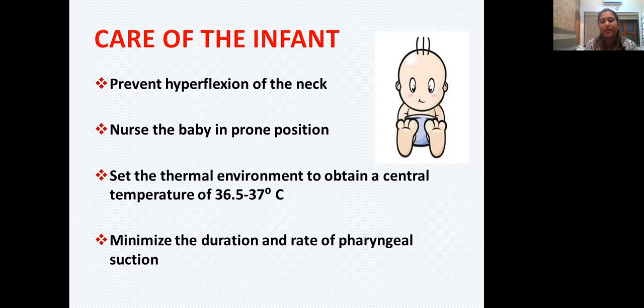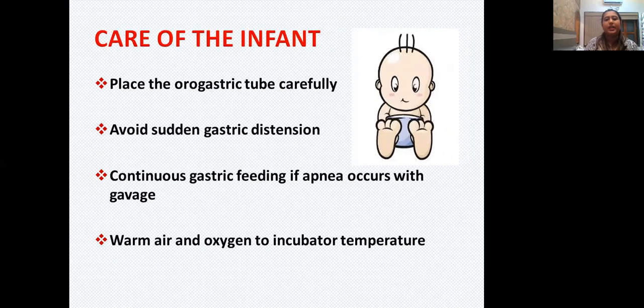Minimize the duration and rate of pharyngeal suction, because suction catheters or overzealous suction or OGT insertions can increase vagal tone and therefore cause apnea. Hence place the orogastric tube carefully, avoid a sudden gastric distension, give continuous gastric feeding if apnea occurs with gavage, and have warm air and oxygen to maintain the temperature.